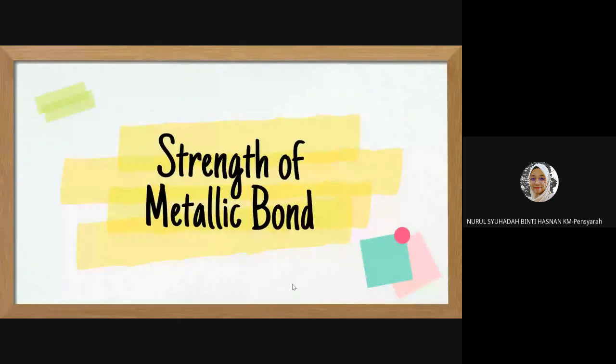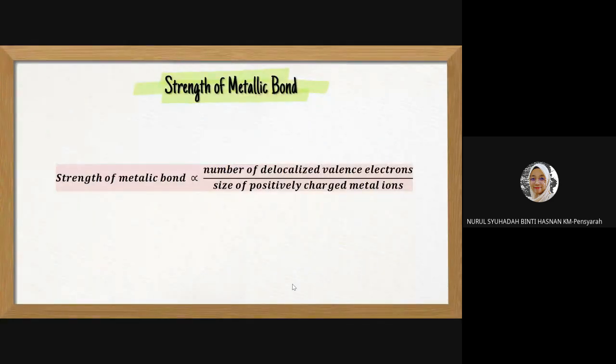Okay, next untuk kita punya metallic bond, we're going to look on the strength of our metallic bond. Okay, so senang cerita untuk strength of metallic bond, okay, is directly proportional to the number of delocalized valence electron and inversely proportional to the size of the positively charged metal ion. Okay, so for this one, for these two, kita akan tengok beza dia number of delocalized valence electron and size of positively charged metal ion. Kita akan compare across a period, metal across a period and metal down a group.